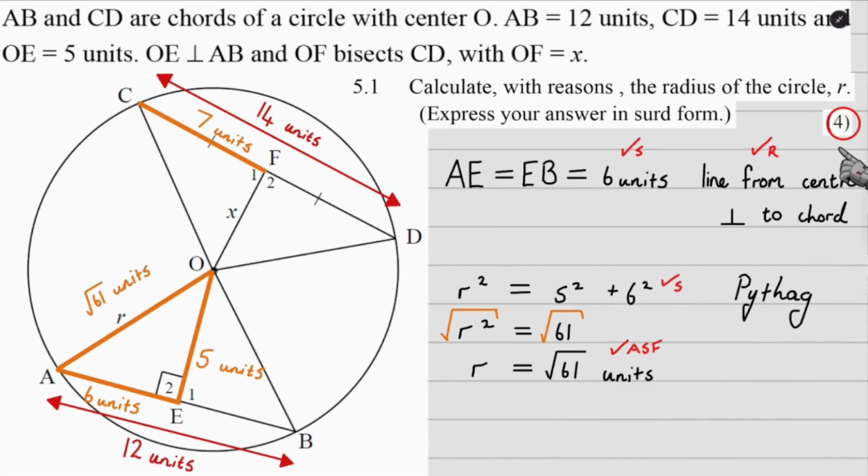And quickly having a look where these 4 marks come from. We get 1 mark for this statement, 1 mark for this reason, 1 mark for the Pythagoras statement, and then our answer as a surd form gets us our last and final mark here.